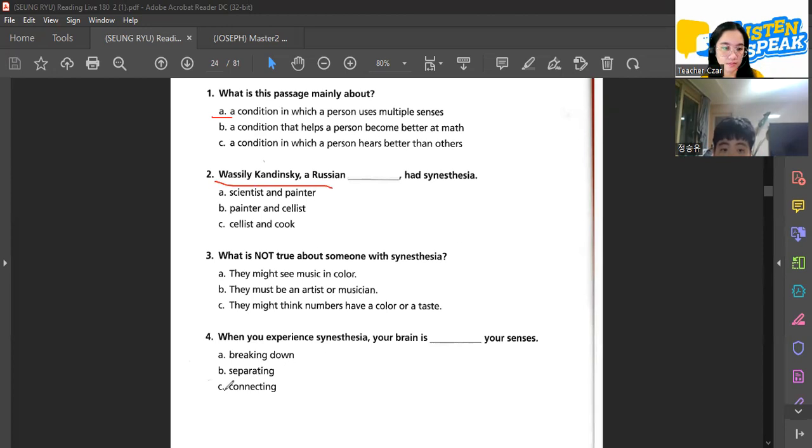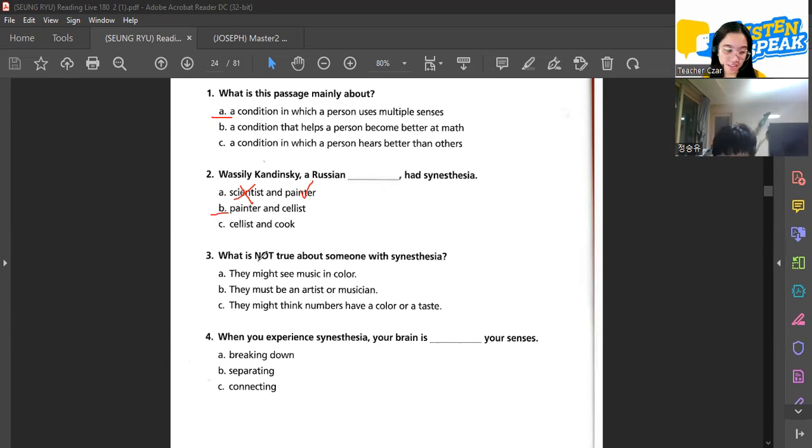Which scientist or painter had synesthesia? So Wassily Kandinsky is not a scientist, but he is a painter. So what is the correct answer? Painter and calligraphy. Yes. Okay, very good. So Wassily Kandinsky is a painter and a cellist because he can play a cello.